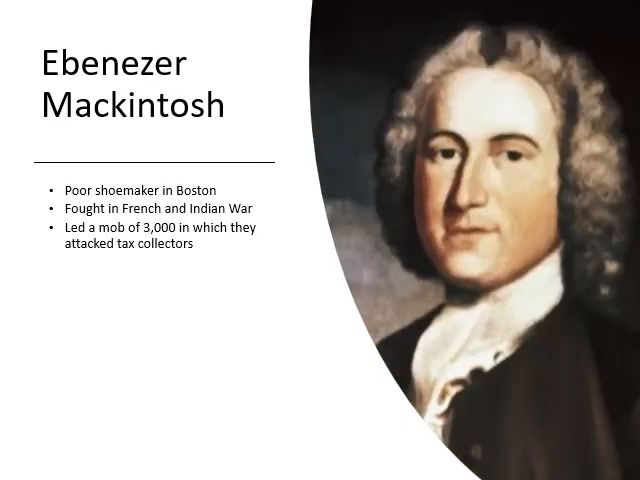So here's another story of a man who fought for the British in the French and Indian War. Ebenezer Mackintosh was a poor shoemaker in Boston. He had fought for the British, but when the British started collecting taxes to pay off that debt, he led a mob of 3,000 people in an attack against tax collectors. We'll learn a little more about this process as we go. But just think of this man, a shoemaker, leading a mob against the people collecting taxes.